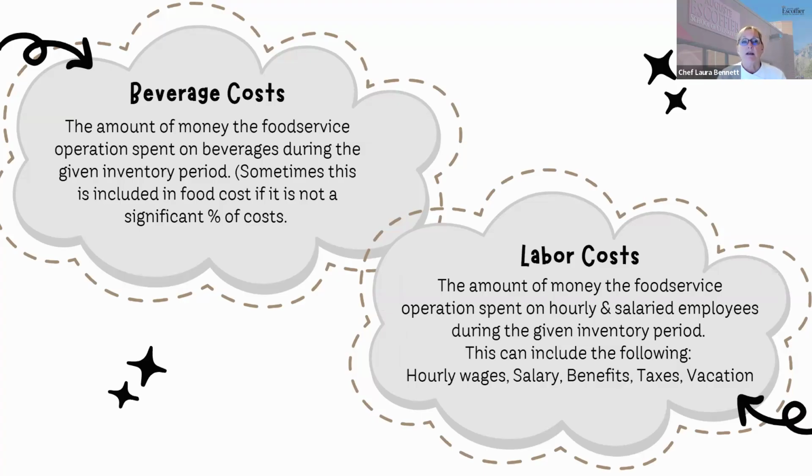Labor cost is the amount of money the food service operation spent on hourly and salaried employees during the given period. It can include hourly wages, salaries, benefits, taxes, vacations. All of those things are going to be included in your labor cost.